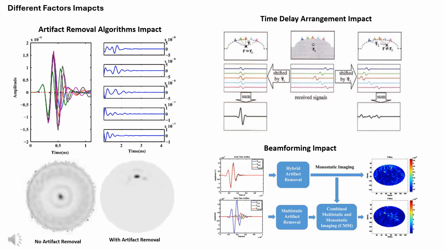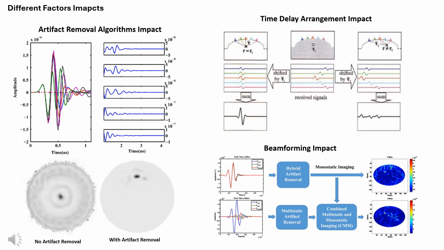This slide presents a comprehensive demonstration of the impact of different steps such as clutter suppression, time delay arrangements, and advanced beamforming techniques for the reconstruction of brain tissue images. Starting with the graph in the top left, we see amplitude versus time plots that display the evolution of signals over time, measured in nanoseconds.